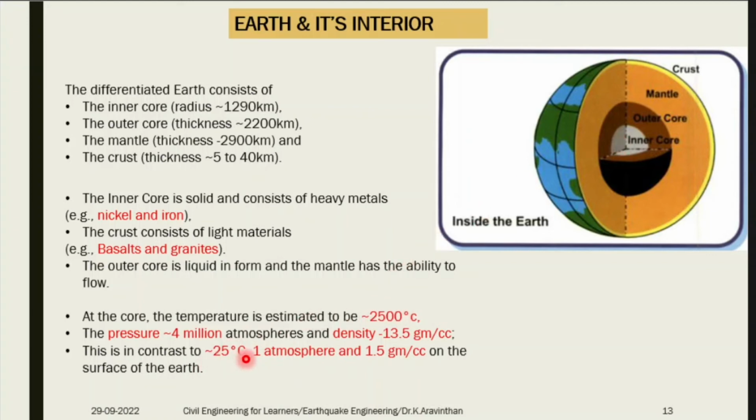Now, the density in the crust is 1.5 gram per cc, and the inner part has a density of 13.5. Mercury has a similar density. Mercury is a highly dense material at 13.5, and if you look at the surface of the earth, it is 1.5. So there is a large difference. Also the atmospheric pressure: wherever you are staying here, we are at 1 atmospheric pressure. The pressure in the inner core is 4 million atmospheres.